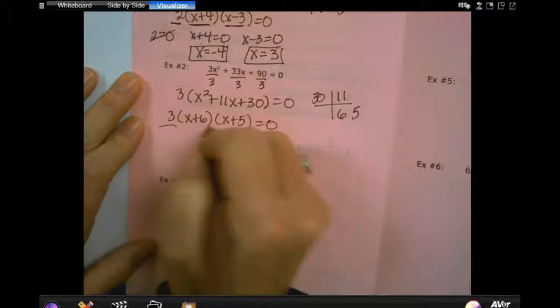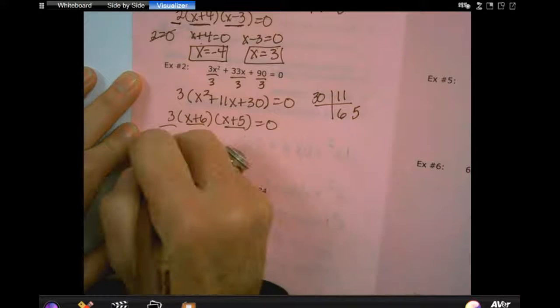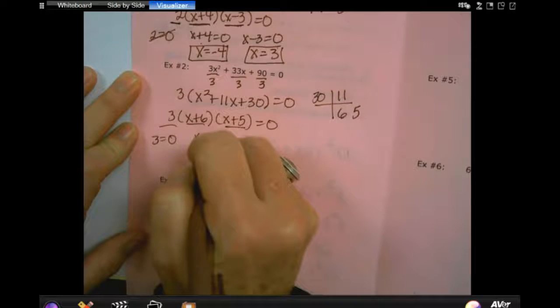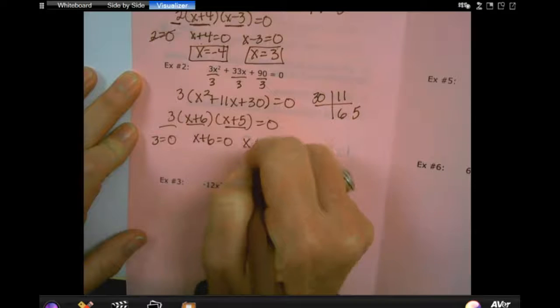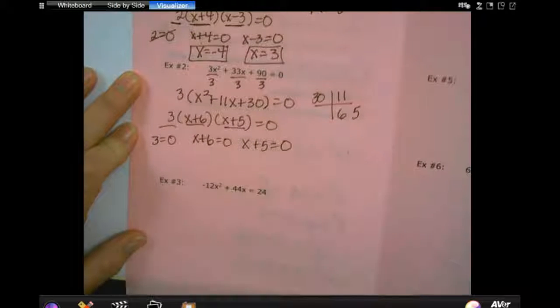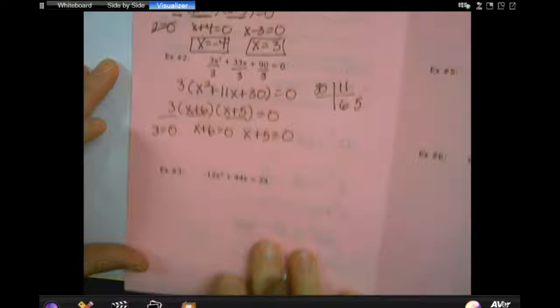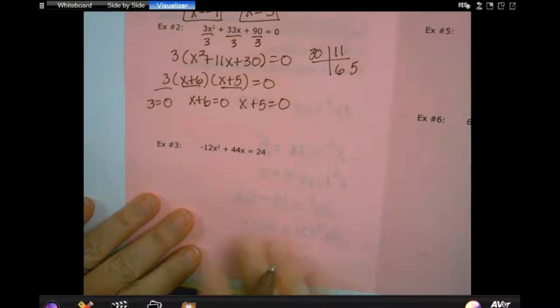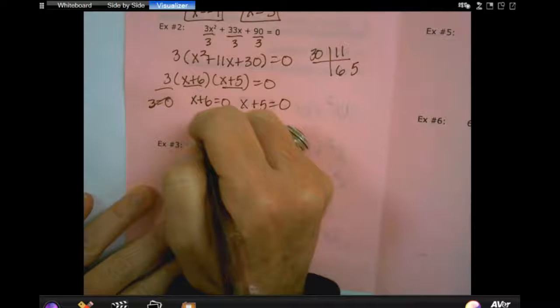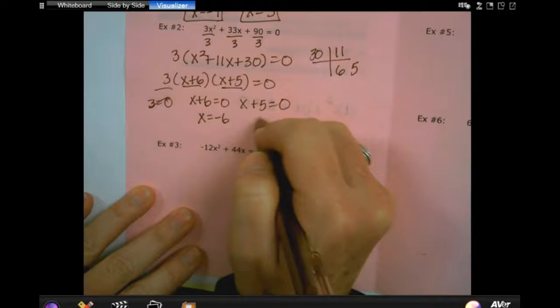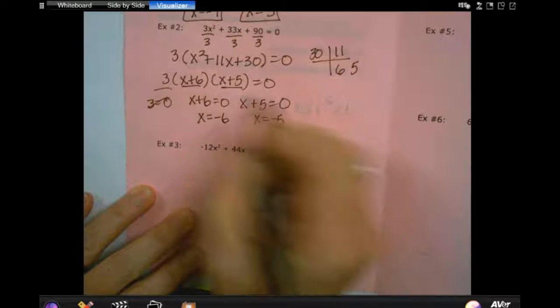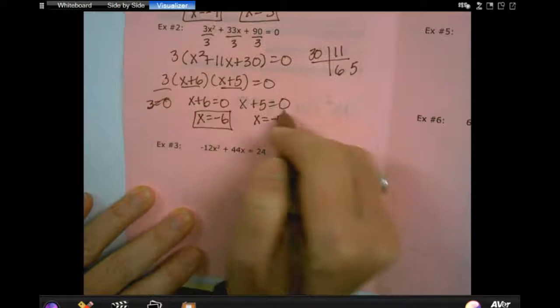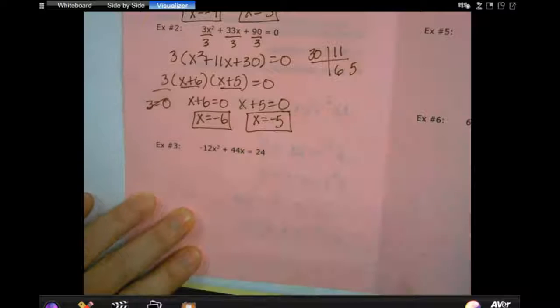So then we're going to set all three of them equal to 0. So does the first one have a variable? No. But the next one, I get x is negative 6 and x is negative 5. And these are your answers.